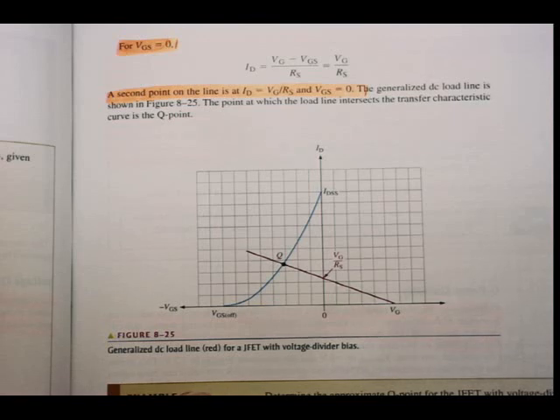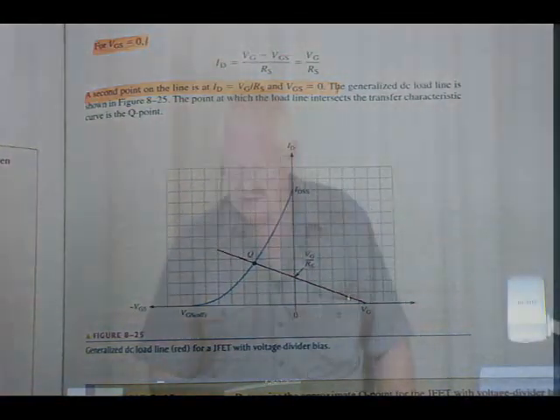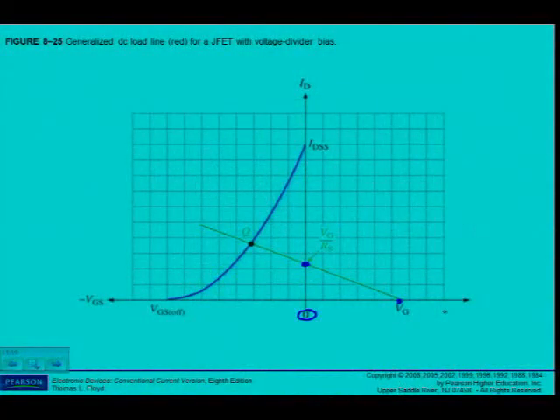Then the second point on the line is at ID, which is equal to VG over RS, where VGS is equal to 0. Then I calculate this point. That's my second point, VG over RS for the voltage divider, right? Second point over there, where VGS is equal to 0, I calculated the value of ID. So that's my second point, and now you can already see what happens.